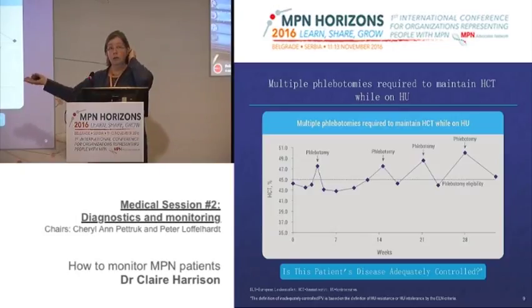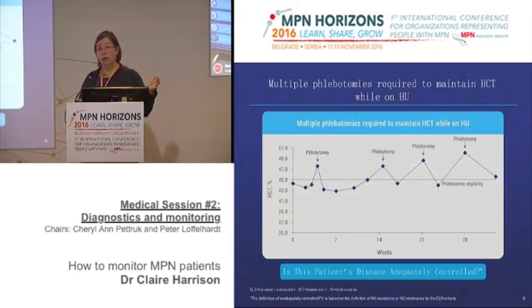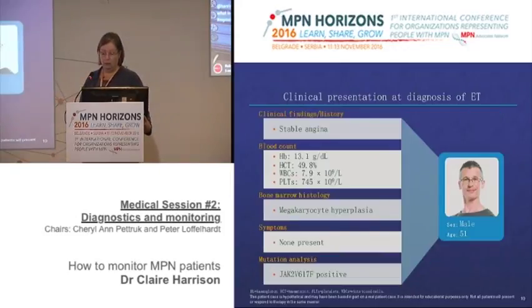But Carlos Besses, who's sitting on the podium, his group and the Spanish Registry have recently shown that patients who need up to 3 or more phlebotomies a year while they're still on hydroxyurea are at increased risk of thrombosis. So this is a kind of marker that we should be thinking about in terms of changing management. Changing management might be increasing the hydroxyurea, or it might be, for example, switching to another agent, or just being more careful that the time above that line isn't so high or so frequent.